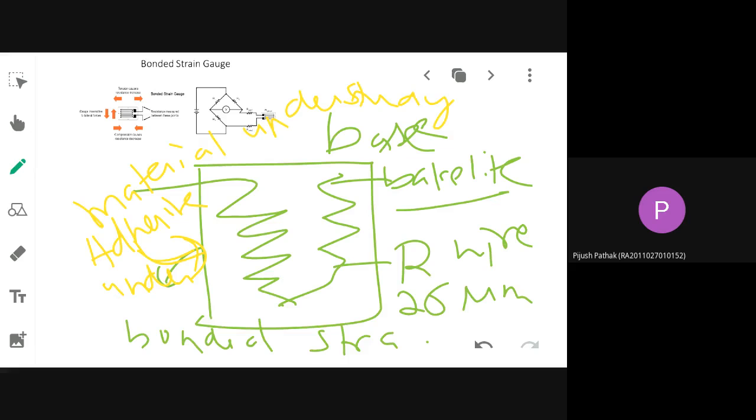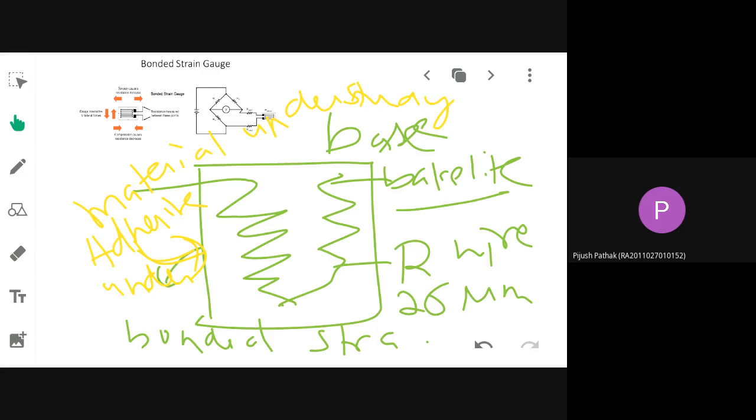Yes, ma'am. Okay. Again, that material that you are keeping underneath will be strained. That strain will be transferred via this base onto this fine resistive wire, the grid wire, whose resistance will change to R plus del R because of L plus del L. So that will be measured by one bridge. The name of the bridge is Wheatstone bridge.